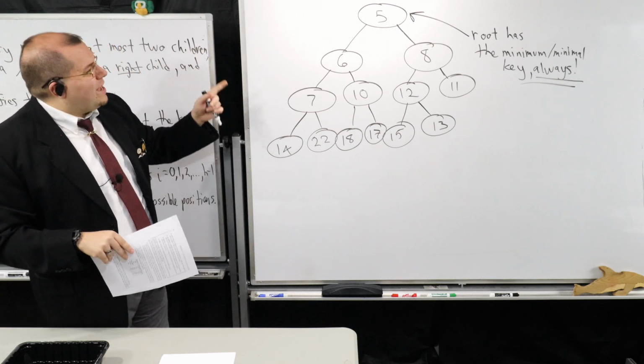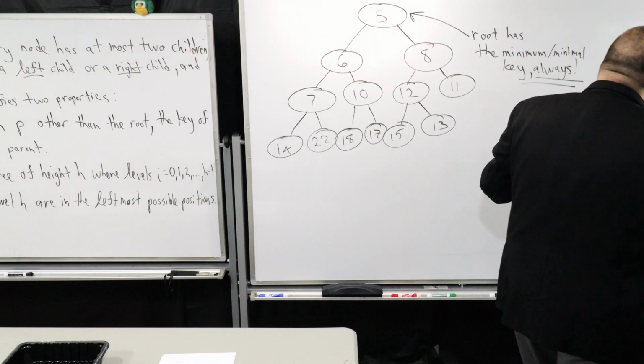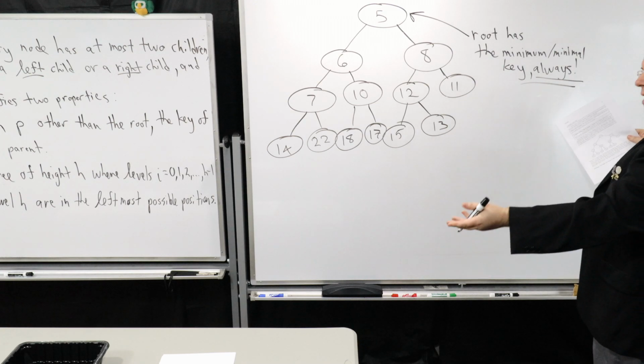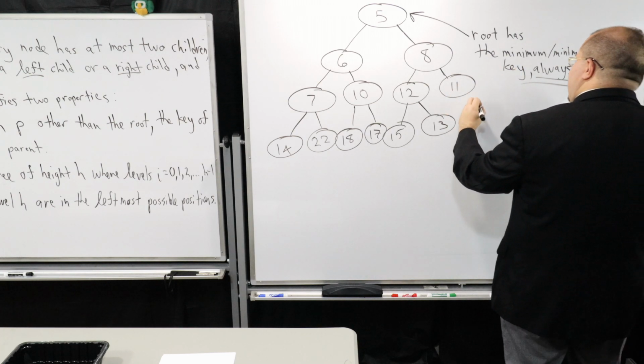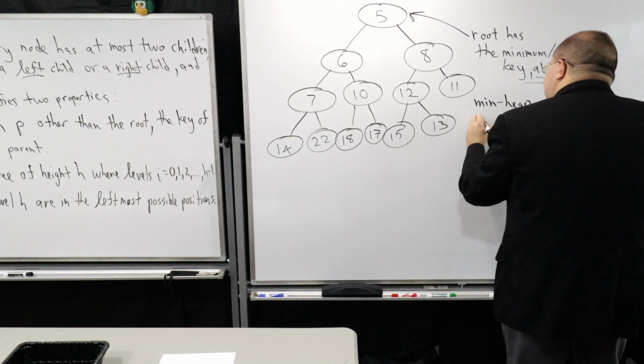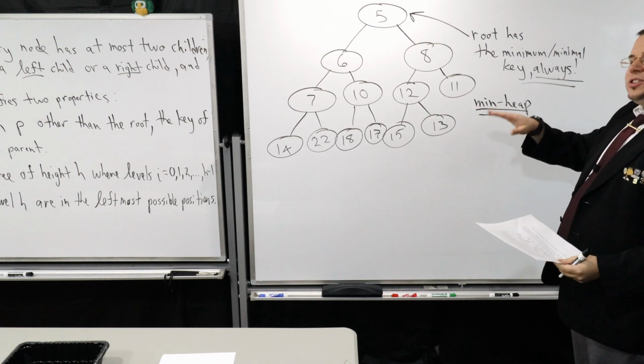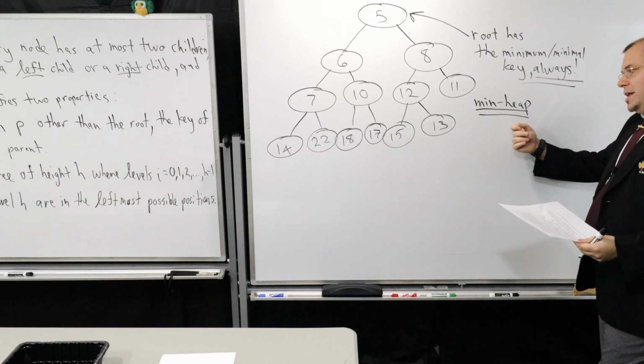So notice that the minimal key is always going to be sitting in the root. So what I described to you just now is what we call a minimum heap, or a min heap. So this is what we call a min heap. The properties I've just described to you all apply to min heaps.